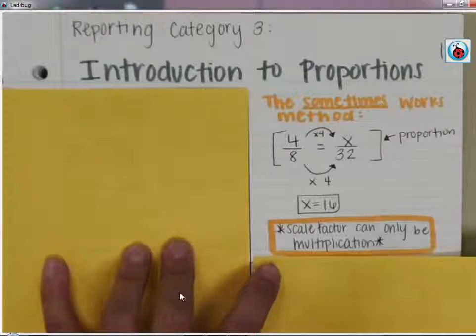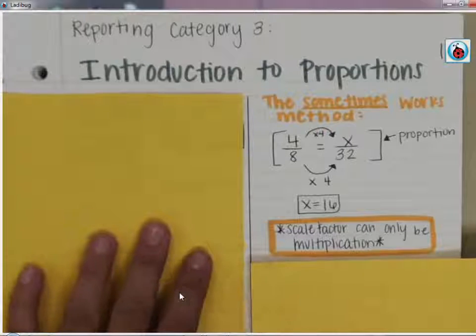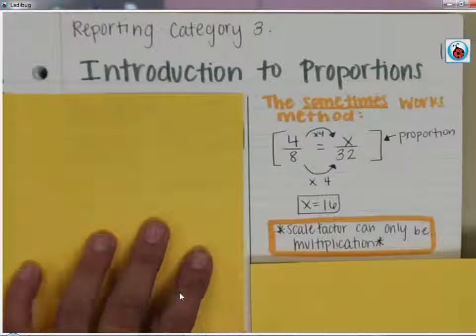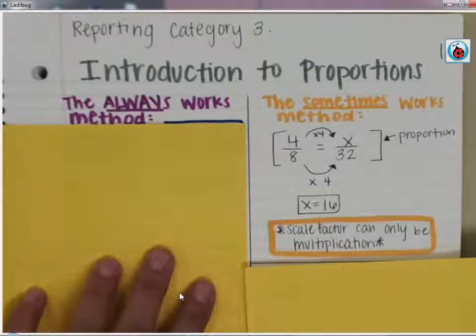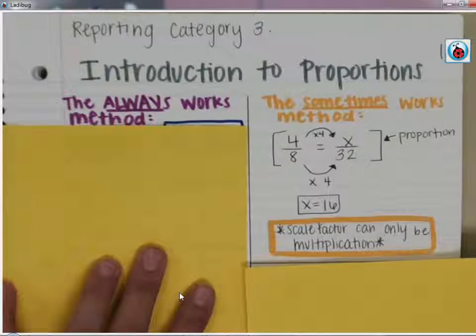Okay, so that's the sometimes works method. Well, Ms. Hitchcock, let's do something that I know is going to work all the time. I'm so happy you're thinking that, because that's what we're going to do now. Alright, this is the always works method. Give me time to write it down. Catch up.